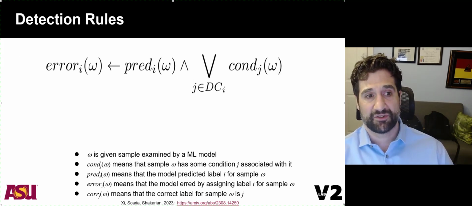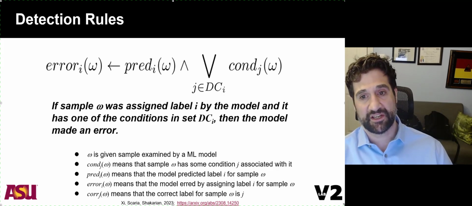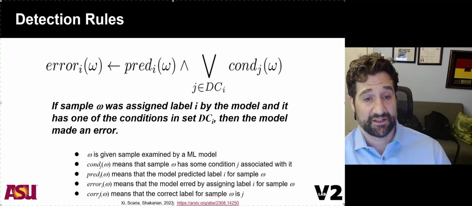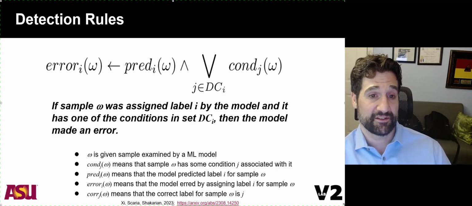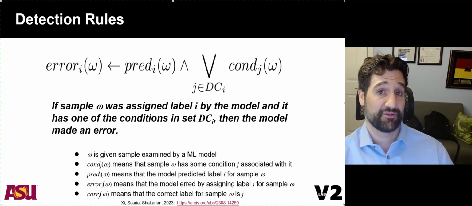Having two types of rules, we have this detection rule, and what this is saying is that if one of the conditions in set DC_I is met and the model predicted label I, then there's an error. Now, the key here is finding that set DC_I, and that's what we're going to learn from data in what follows.